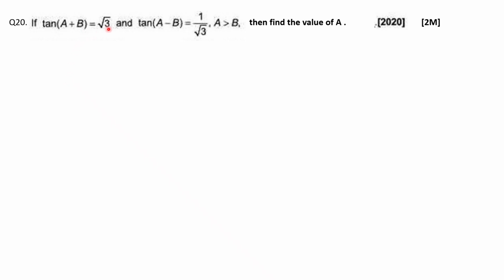If tan a plus b equal to root 3 and tan a minus b equal to 1 by root 3, then find the value of a. Now this is a 2-mark question and this question came in the year 2020. So for which value of tan it is root 3? So it's tan 60. So from here I can write a plus b equal to 60 degree and a minus b is equal to 30 because tan 30 degrees is 1 by root 3. Now add it. So you'll get 2a is equal to 90 degree. So the value of a is 90 degree by 2, which is 45 degree.